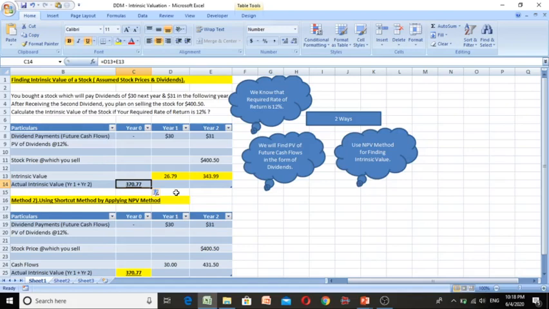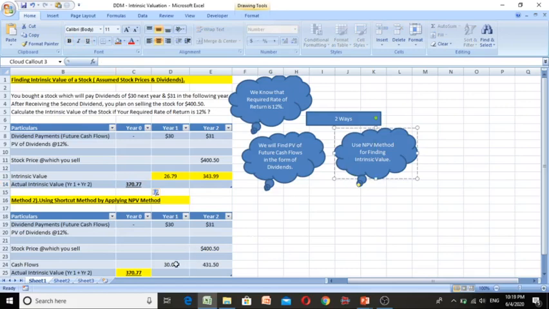Where we use the formula of present value. But in exam and in corporate world, in order to save time, we are going to use the second method, which is called the NPV method. Okay, my dear friends? Fine.